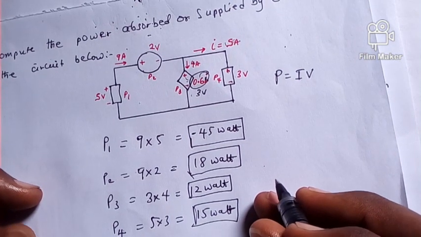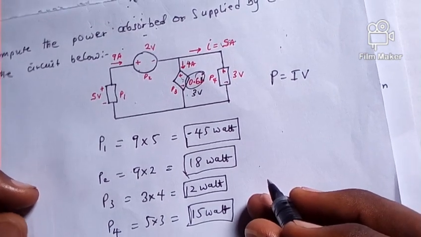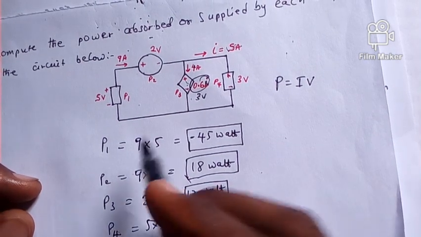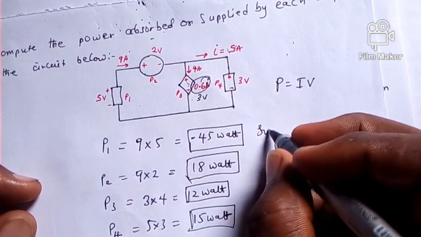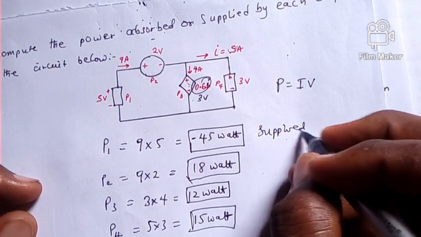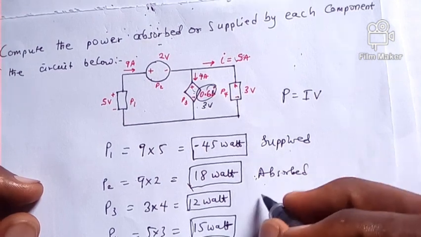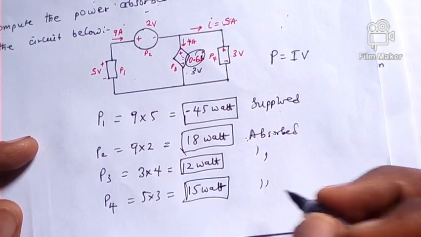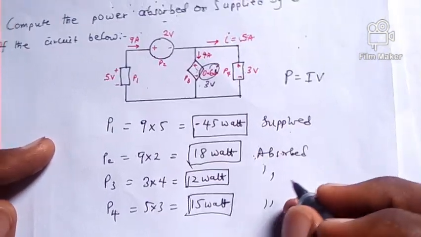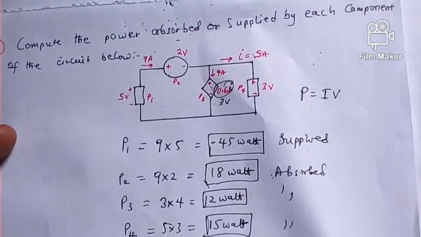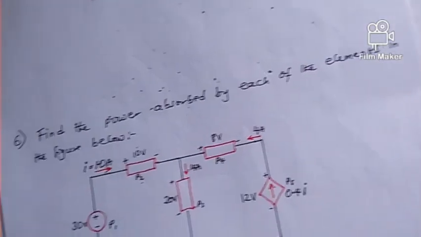So let me ask you, which of this power is absorbed and which one is supplied? Obviously, P1 is supplied and this guy is absorbed. The same applies for the rest of them, and that feels good. So that's it for this problem. Let's take up another problem.